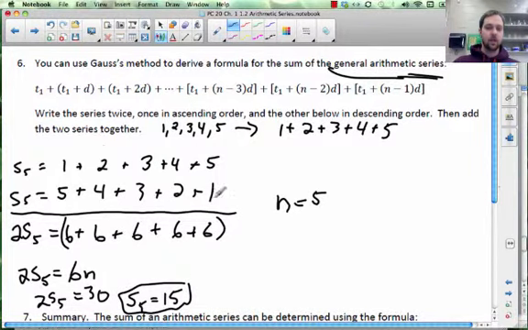Let's see if we can verify that. So 1 plus 2 is 3, add 3 is 6, add 4 is 10, and add 5 is 15.